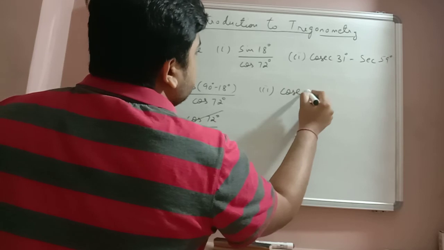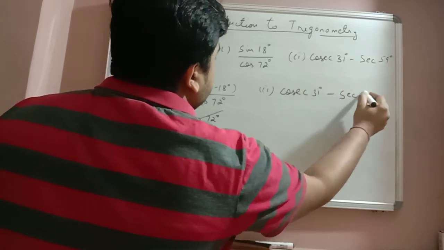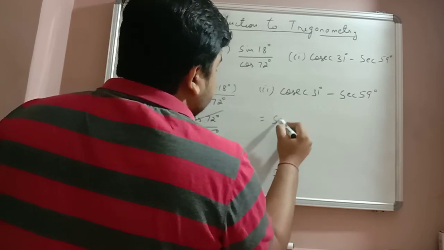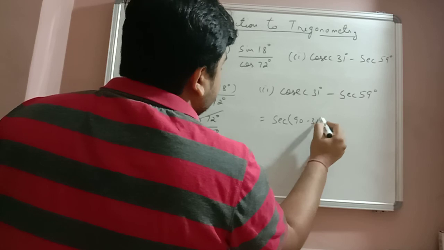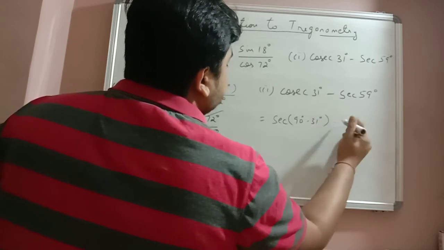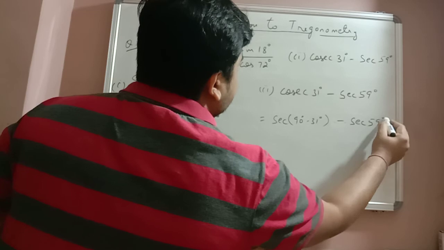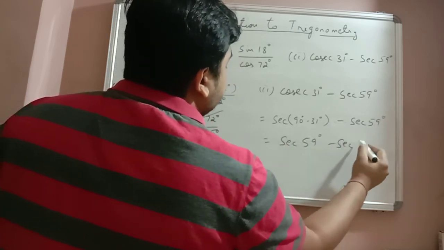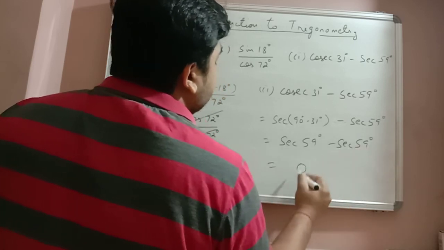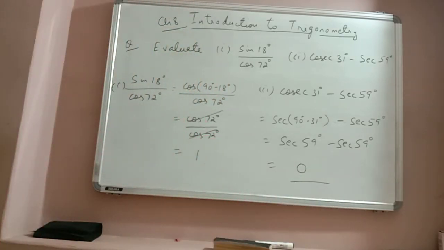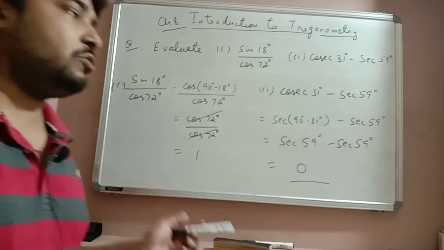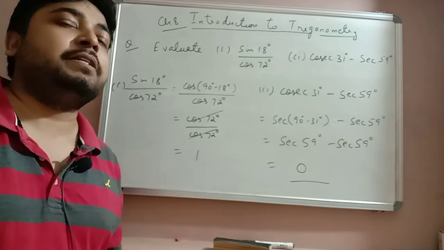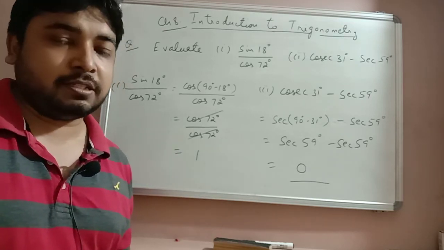Now let's solve cosec 31 degrees minus sec 59 degrees. Again we will change one of the ratios. So let's change cosec to sec(90 - 31 degrees) minus sec 59 degrees. So this will turn out to be sec 59 degrees minus sec 59 degrees, and this will turn out to be 0. So it is very simple to solve questions on this topic as well. We just need to remember the formulas correctly, and we can easily solve any number of questions.